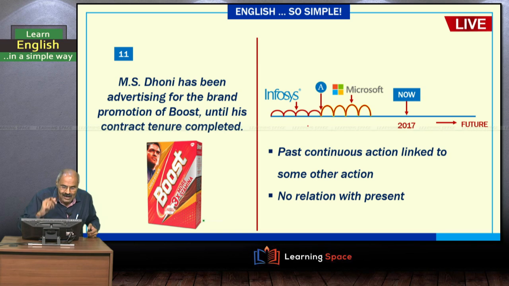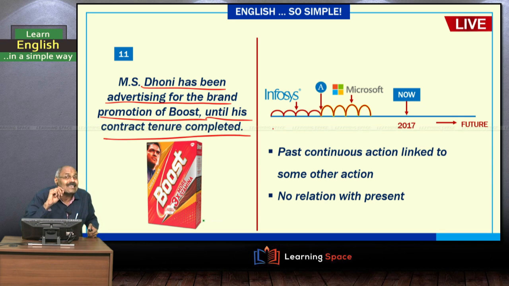Look at the next one. MS Dhoni has been advertising for the brand promotion of Boost until his contract tenure completed. So, this was a past continuous action, remember; subsequently his contract tenure completed at one point of time, and subsequently he might have signed for some other firm, we are not sure. But here the right answer is: MS Dhoni had been advertising.